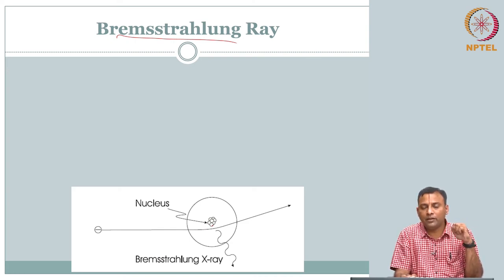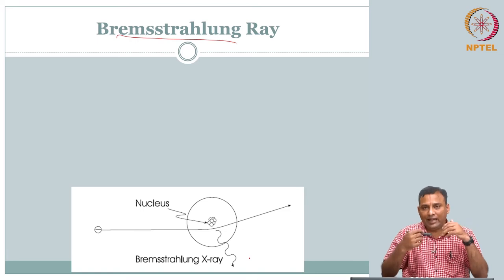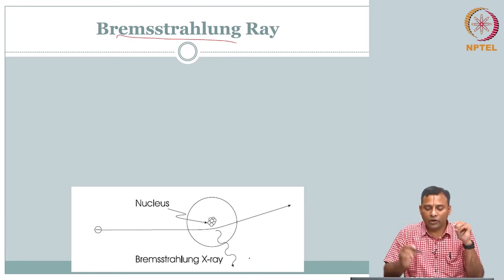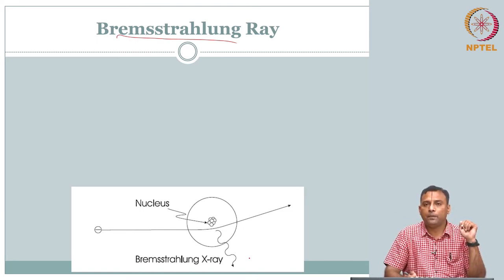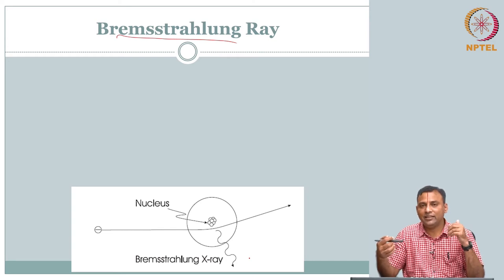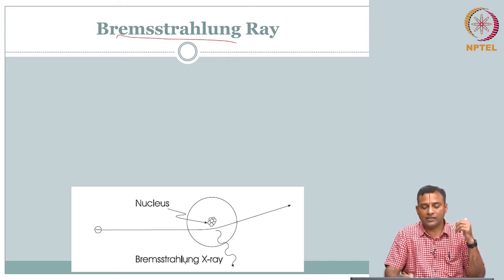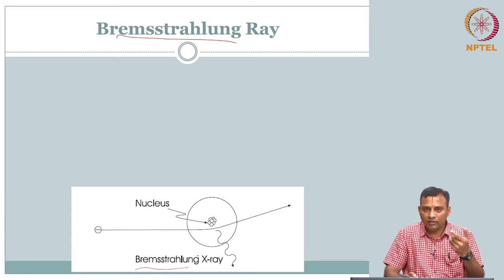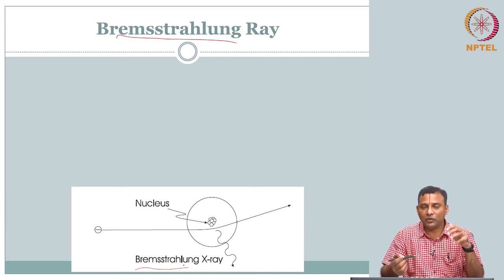So what is going to happen? It is going to reduce in energy. So what is happening to the energy? That energy is going to be sent out. So that energy that it is sending out because of this braking, if it comes out in the X-ray energy range, that is your Bremsstrahlung X-ray. Why is this Bremsstrahlung? That is just a German word that means braking. So this is braking radiation in English, if you want to look at it.